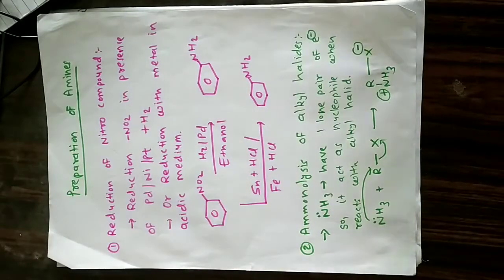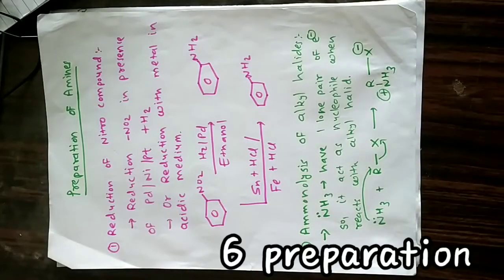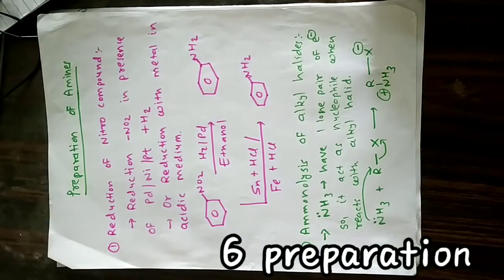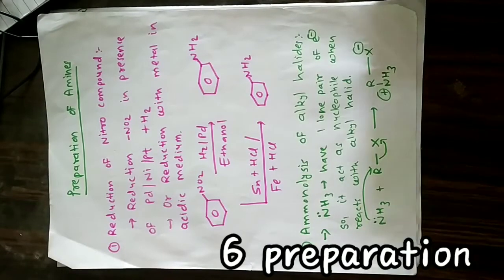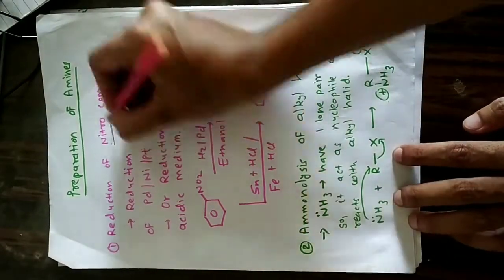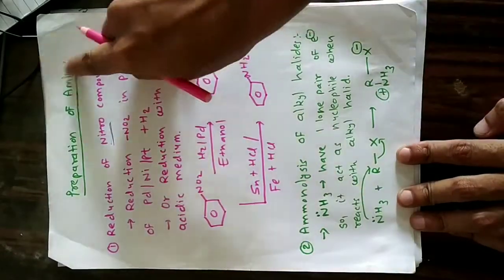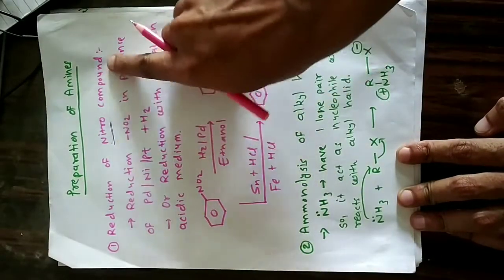Today we are going to see preparation of amines. Now total 5 preparations are there. From that, first preparation is from a nitro compound. Preparation of amine from nitro compound.